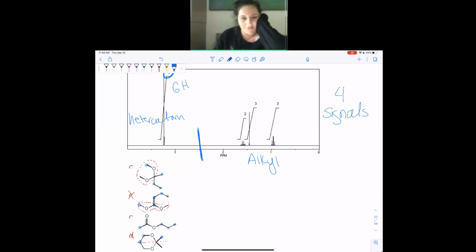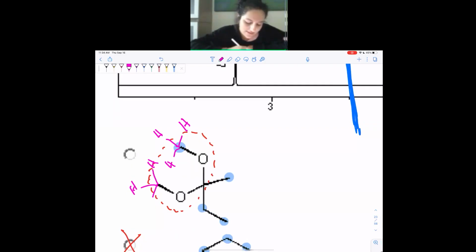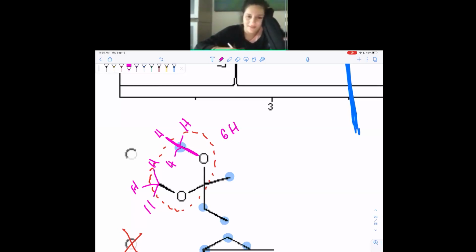So, let's see if we can find which one has a 6H integration in the heteroatom region. So let's go to A. All right, we have one, two, three, four, five, six. Okay, that looks pretty promising. Are those in the heteroatom region? Yes, they are, because they're attached to a carbon that is attached to an oxygen. All right, so this one seems to check out. Let's check the other ones.